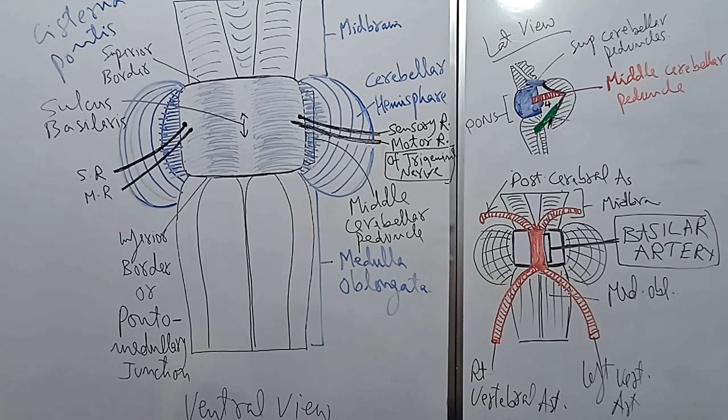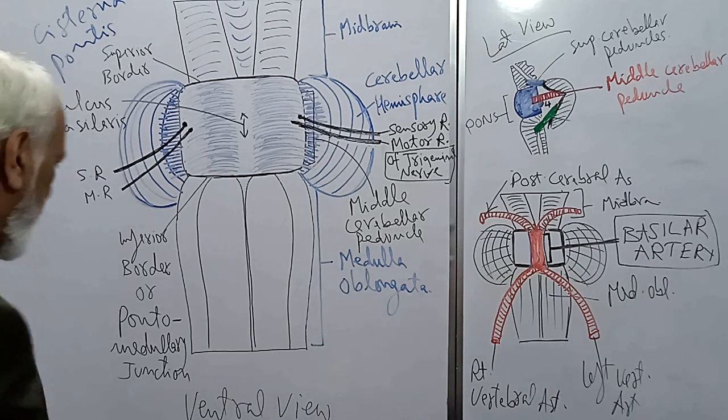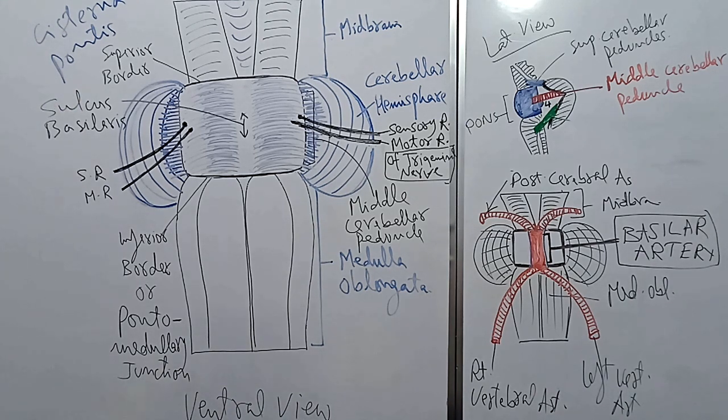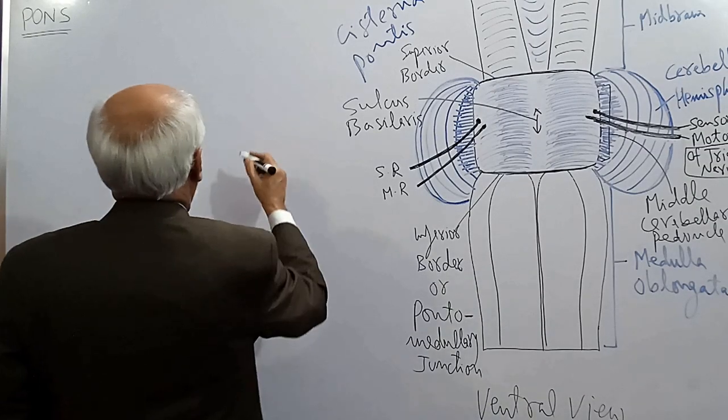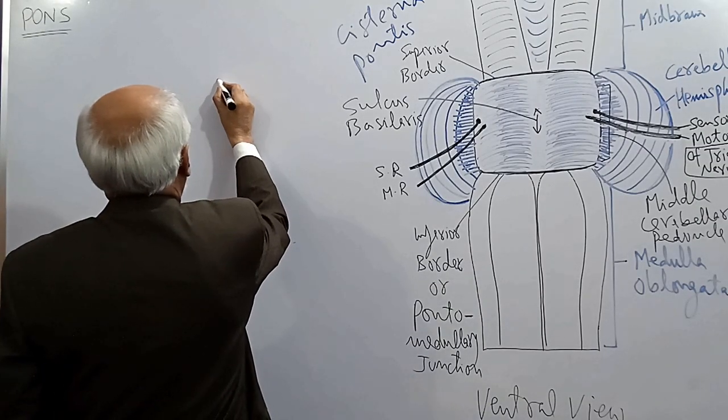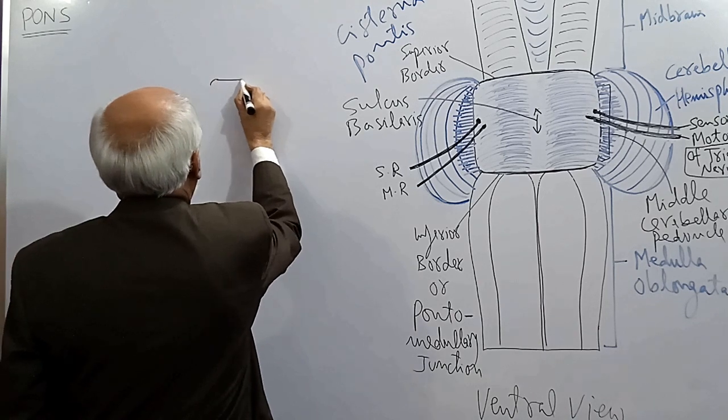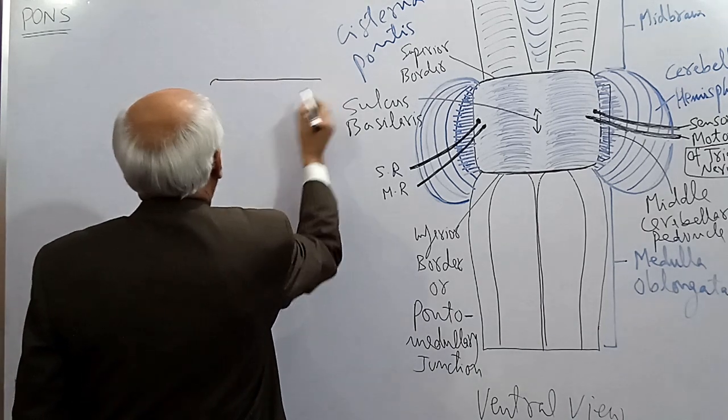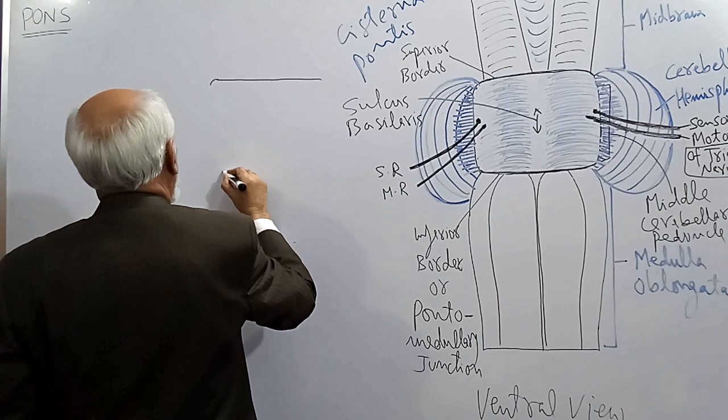Now we will discuss the posterior surface of the pons. What are the external features of the posterior surface of the pons? Now we will draw the posterior surface of the pons.